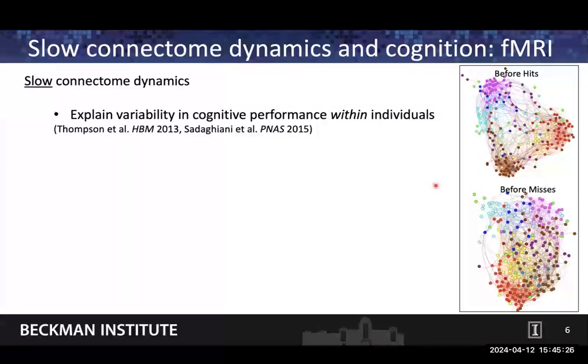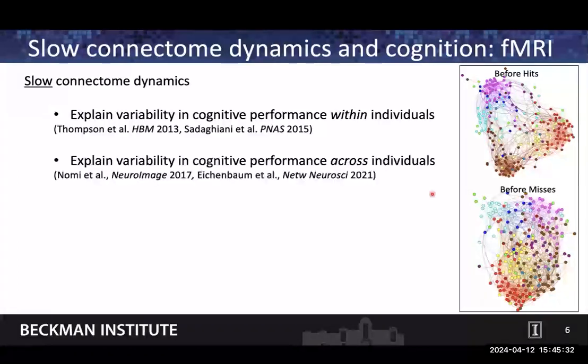So I can predict your perception into the future using the intrinsic connectome state prior to stimulus presentation. It is also well established that the slow connectome dynamics explain variability of cognitive performance across people. Some people are better at some kinds of cognitive processes than others and vice versa, right? Some people might focus really well, others might shift really well, and so on. And so inter-individual differences are strongly associated with connectome dynamics.